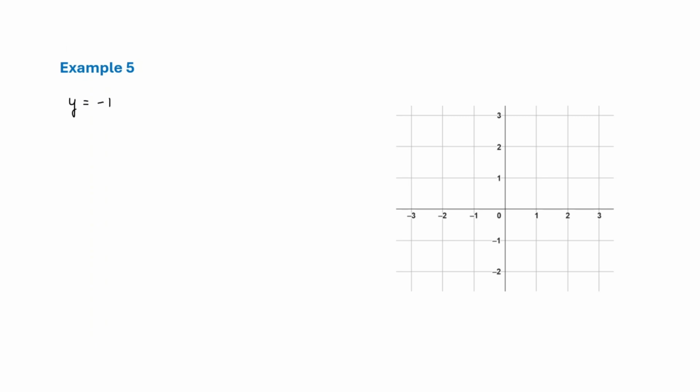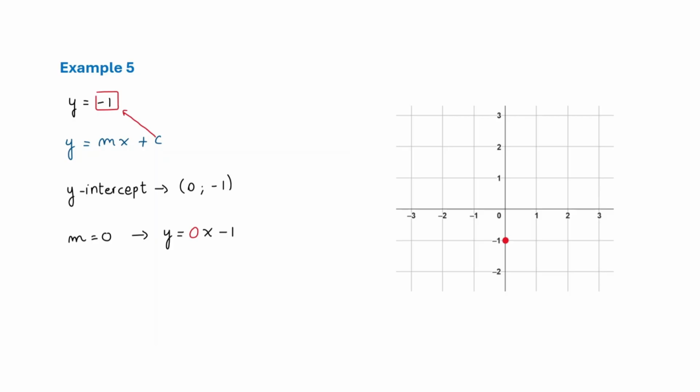Let's compare this with the general equation, y is equal to mx plus c. Here, c is negative 1. So the y-intercept is (0, -1). We plot this point. Now, what is the gradient? Since there is no x term, this means the coefficient of x is 0. So we can think of the equation as y is equal to 0x minus 1. The term 0x disappears because 0 times x is 0, so we are left with y is equal to -1.